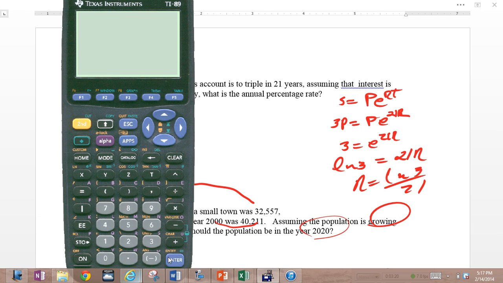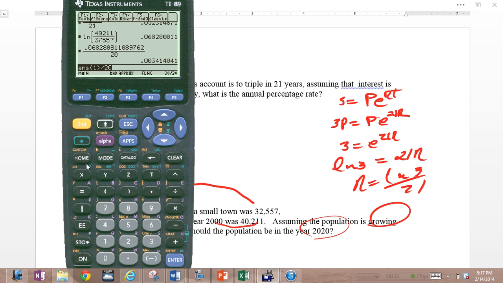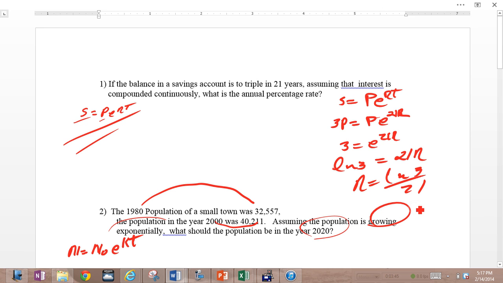So here we have it. Turn the calculator on, clear it out. The natural log of 3 divided by 21, which gives us 0.0523, roughly 5.25%, so we're going to call it that. So our rate is going to be 5.25%. All right, same exact formula.